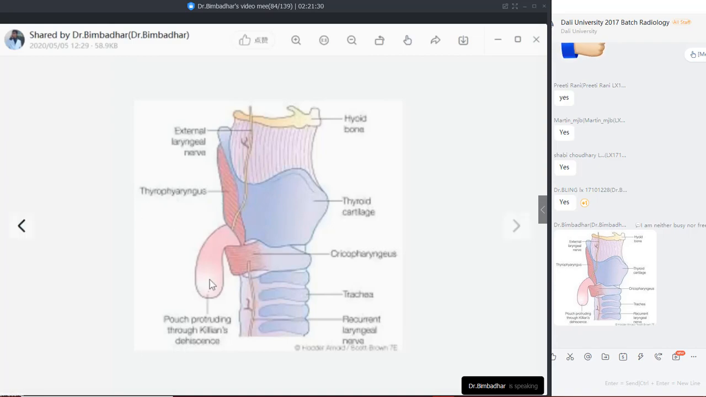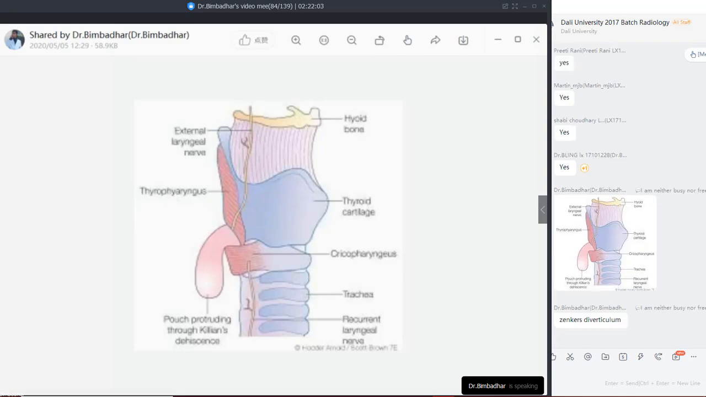Right? Then there is a small part where there is some kind of weakest point. It actually starts to form an outpouching through the Killian's dehiscence. So this is the diverticulum. This is the most common location of the diverticulum, and such a diverticulum is called a Zenker's diverticulum. Okay, Zenker's diverticulum.